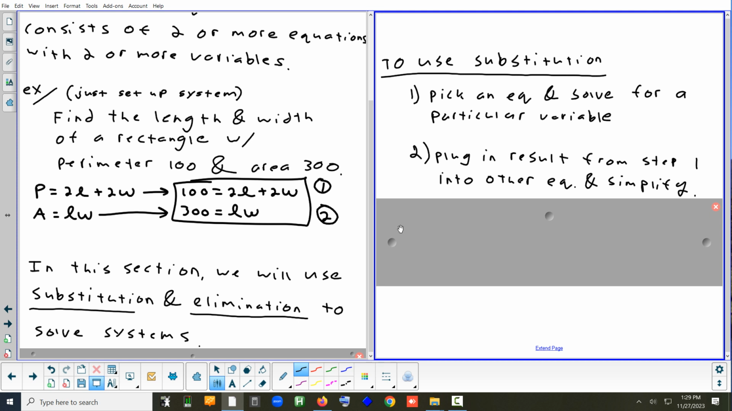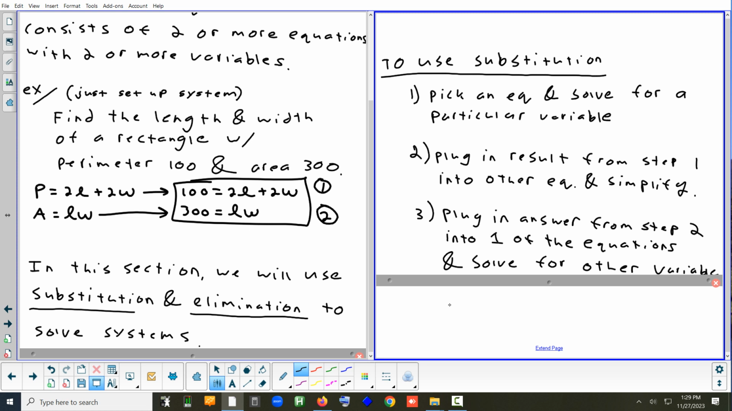Once you do step 2, you should know one of your answers, either the L or the W, depending how you set it up. Now, once you know one of your answers, you can take that answer and you can plug it back in to get the other answer. It doesn't matter which equation you use when you're getting your second answer. You can plug back in to either one. My advice would be to pick the one that is easier to work with.